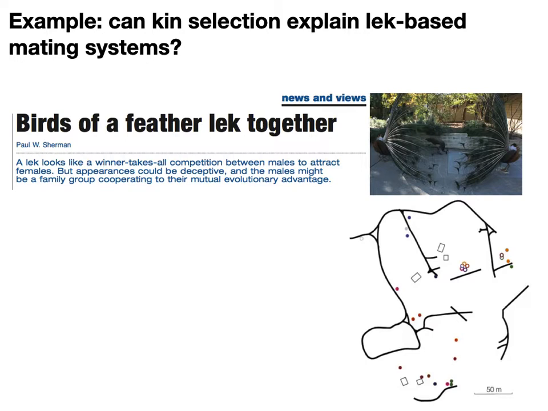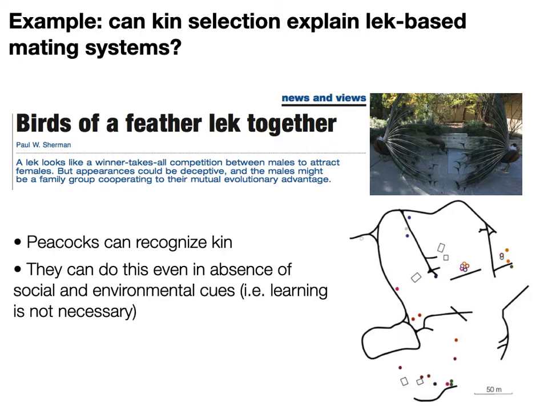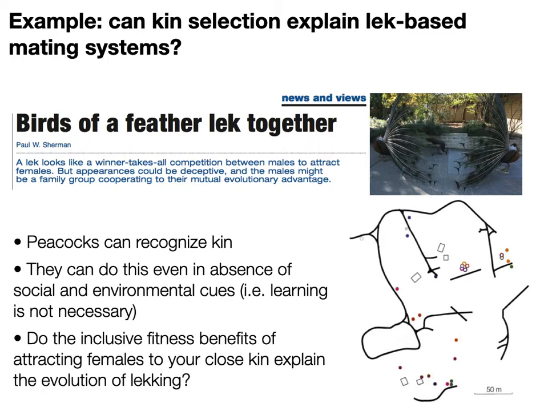And so it suggests, for one thing, that peacocks can recognize their kin without ever having met their kin before. It also suggests that they can do this in the absence of environmental cues for who's kin. And it suggests that maybe the inclusive benefits of attracting females to your nearby kin might explain the evolution of lekking behavior. Now, this is just one study, and it's not a hypothesis that's been widely tested in other lekking species, but it's a really intriguing one.